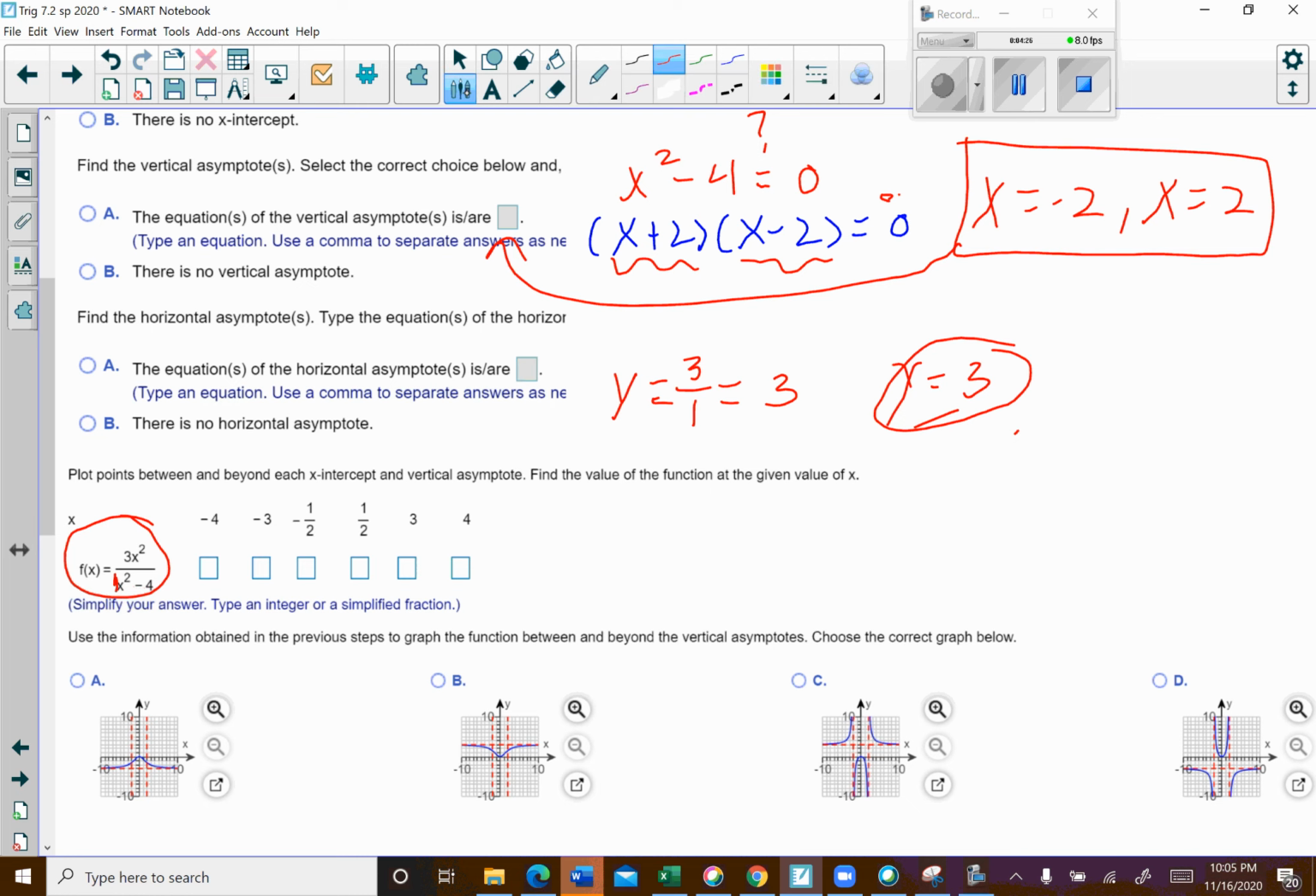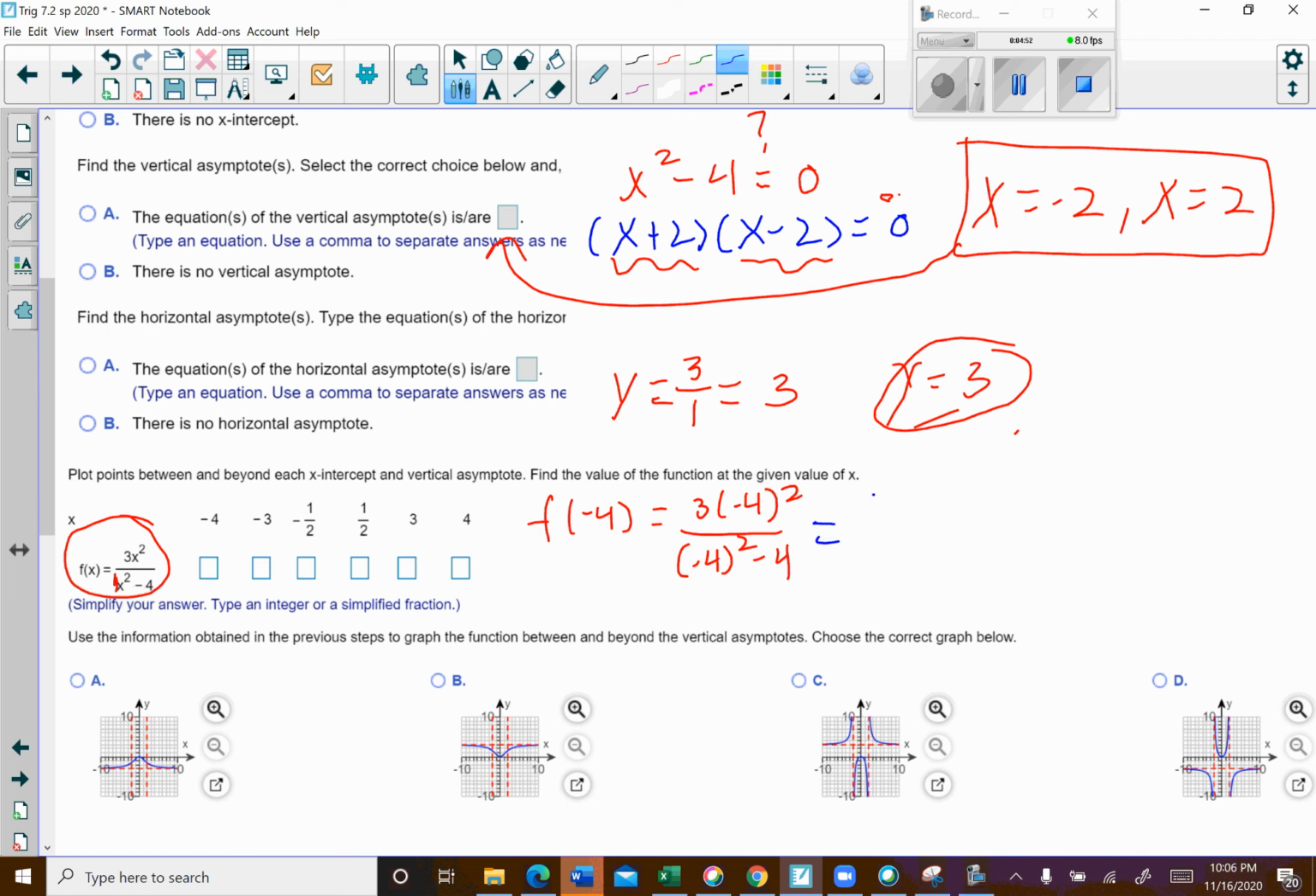This next part is just plugging these in for x. So I'll plug in a couple of them. So let's see. If I were to do f of negative 4, let's see what we get here. So 3 times negative 4 squared over negative 4 squared minus 4.